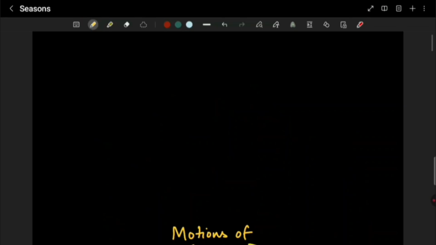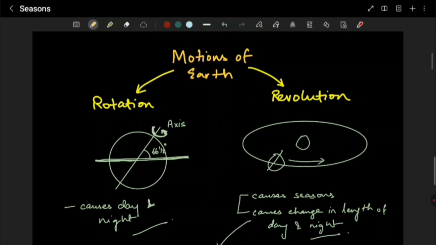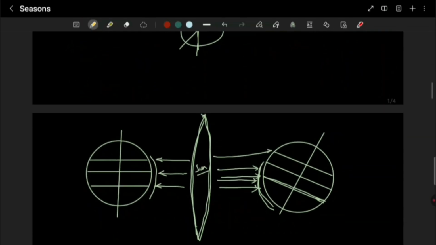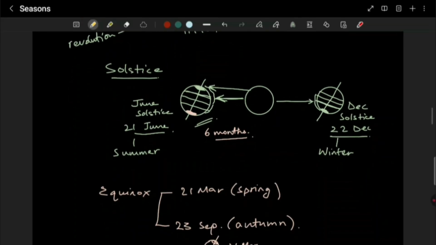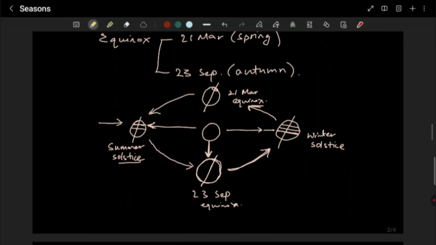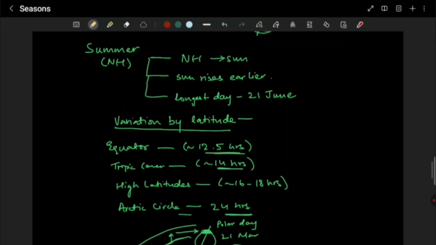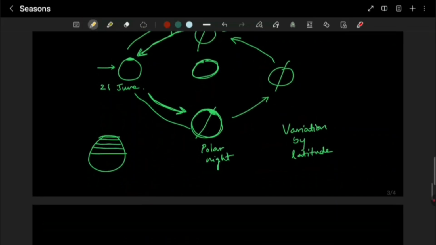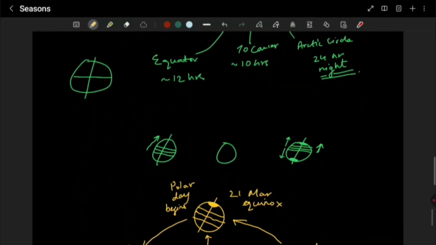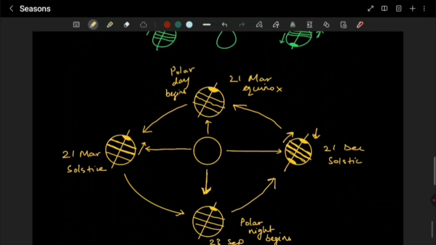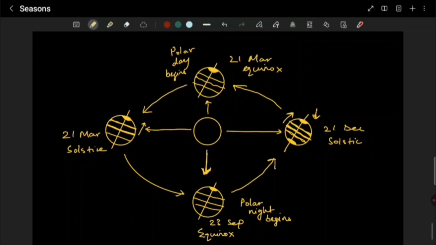I hope you understood how exactly rotation and revolution happen, how tilt affects, what is solstice, what is equinox, how the length of day and night is affected by the revolution and tilt of the earth, what happens in summer, what happens in winter, how the change happens from solstice to equinox, what happens at the poles, what is polar day, polar night.